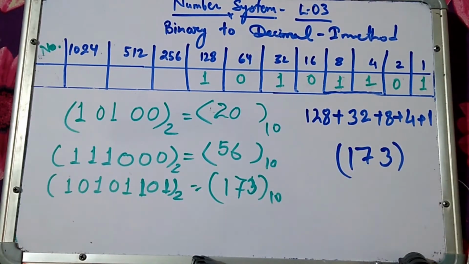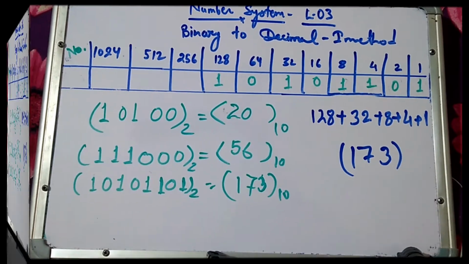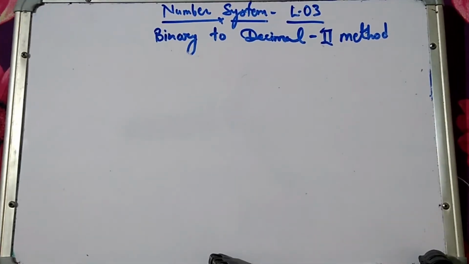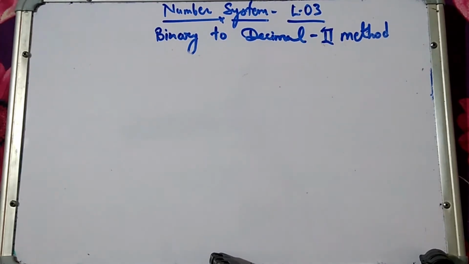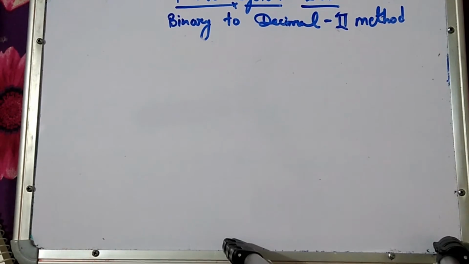The first method you are getting, and now I am going to tell you another method. My dear students, here I am going to tell you the second method. We are converting binary to decimal. So in the second method, what we will do, we will get the number. So here we have the second method.